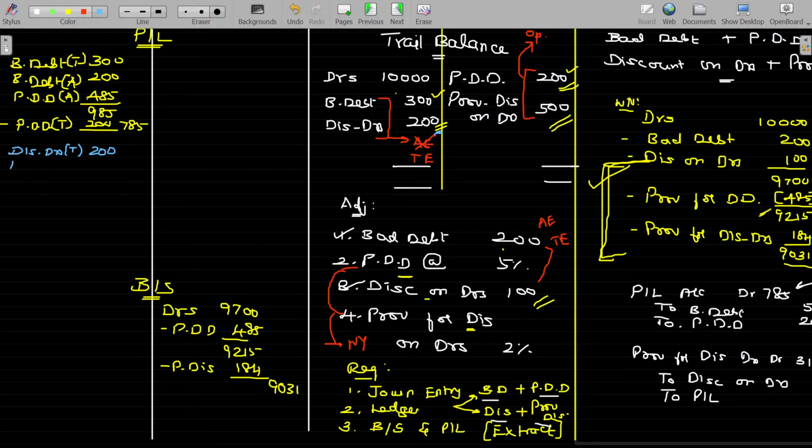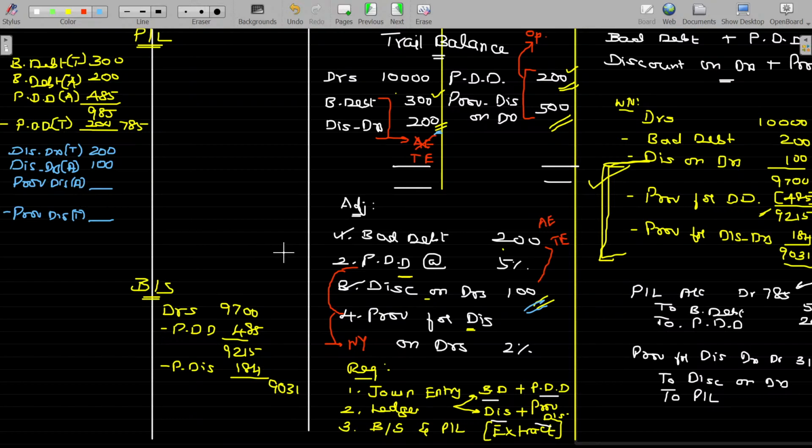Then discount on debtors given in the adjustments to be added. Provision for discount on debtors in the adjustments will also be added. Minus provision for discount given in the trial balance to be subtracted. Discount on debtors given in the adjustment is how much? 100.